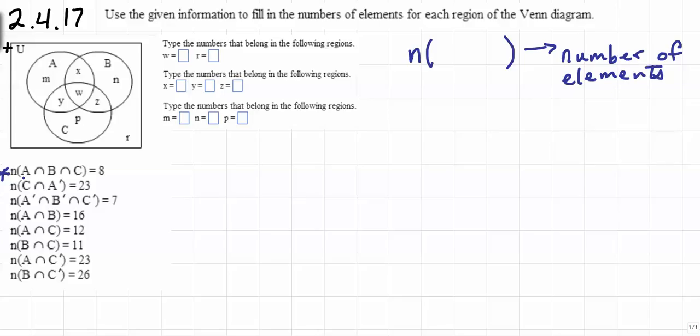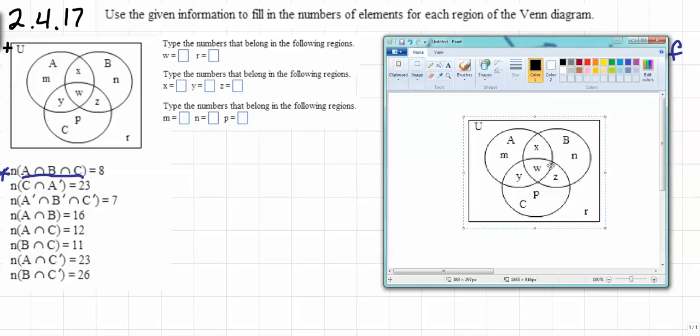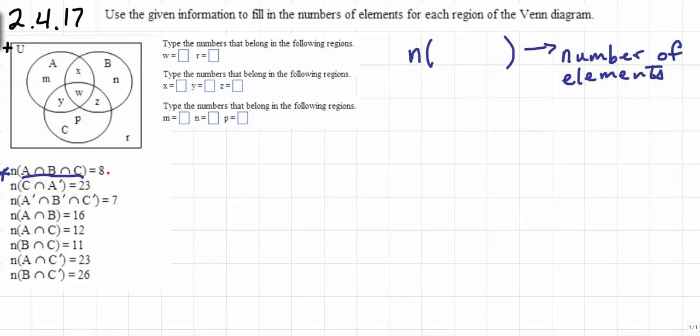So let's start with the number of A intersect B intersect C. Now if we look at this very carefully, we understand that A intersect B intersect C is going to be where the three circles overlap, A, B, and C. And this is going to be region W. So when we have region W, that means that 8 goes into region W. So up here, 8 will go into this space for region W.